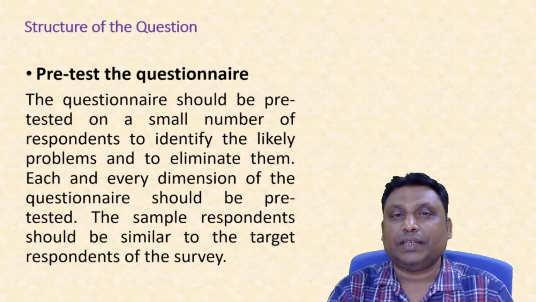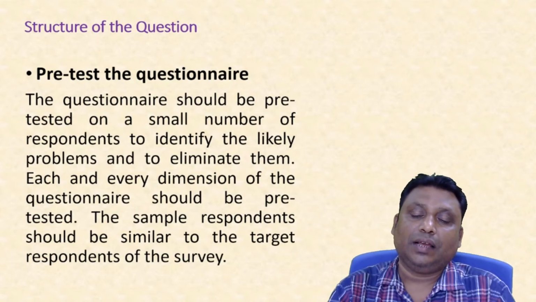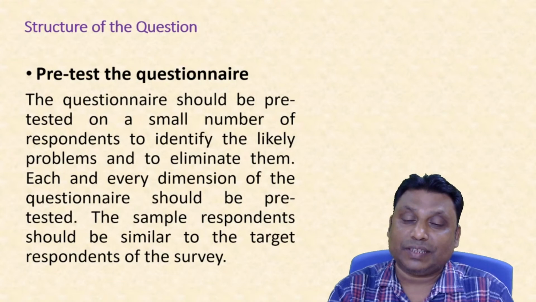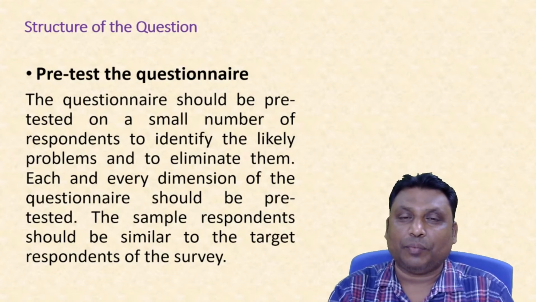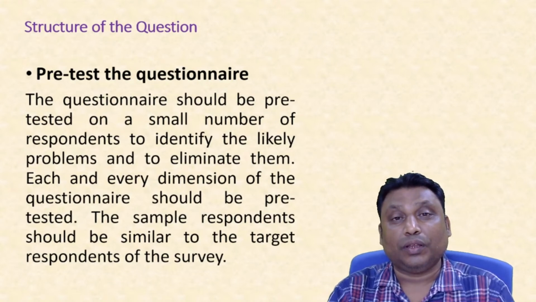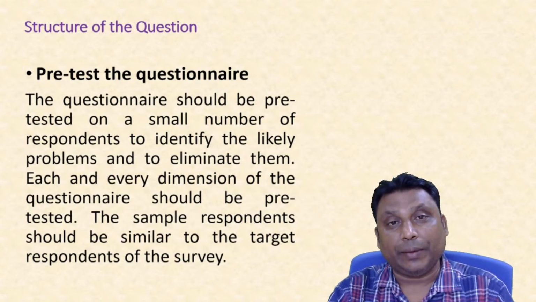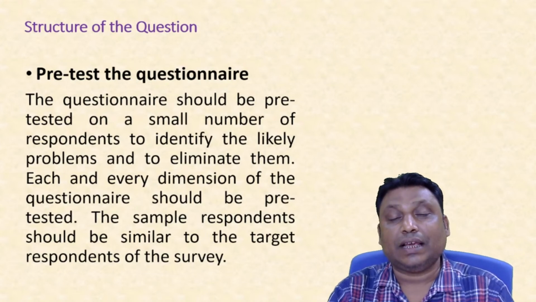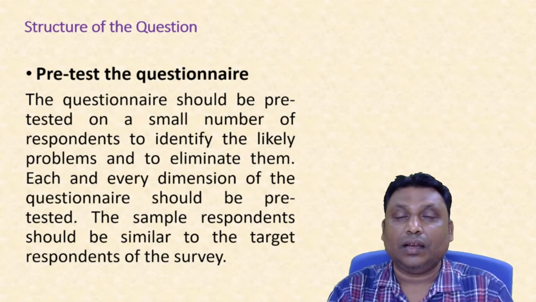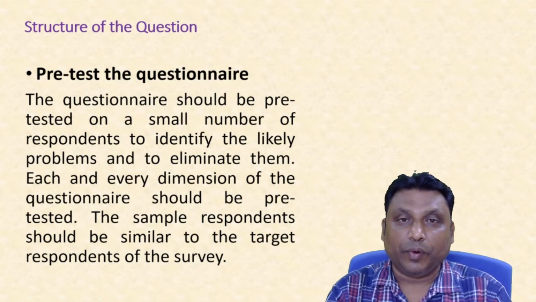Pre-test means, suppose your sample size is 500, because after preparing your questionnaire, you have to send it to 500 respondents. But before sending the questionnaire, first you check locally. Take 10 or 20 respondents and send them the questionnaire to see whether they are facing any problem. If they are facing problems, you take comments from them and modify your questionnaire accordingly. After modifying and collecting the information, you prepare the finalized questionnaire and send it to the 500 respondents. Are you getting my point or not?